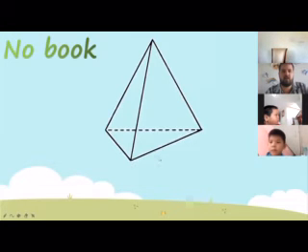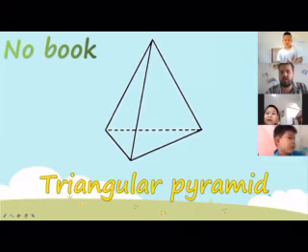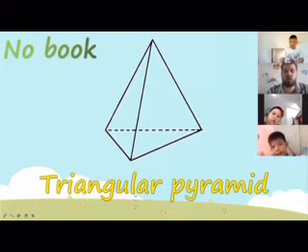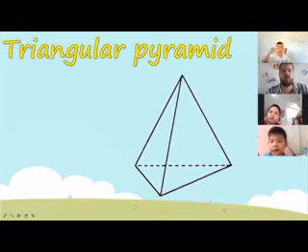Okay, so let's have a look at our next shape. This shape is called a triangular pyramid. So one more time, triangular pyramid. Last time, triangular pyramid. Okay, so let's look at our triangular pyramid.